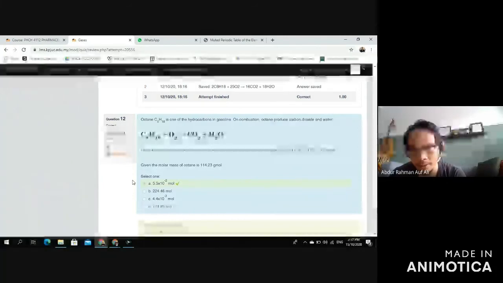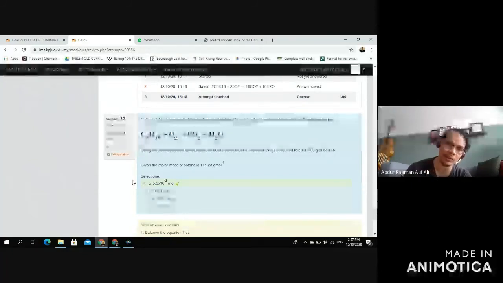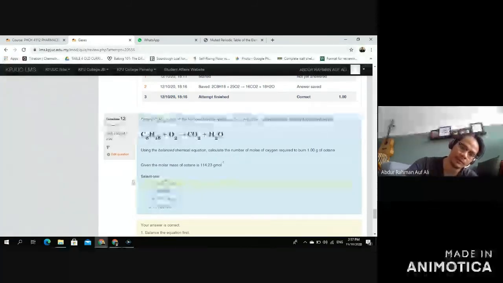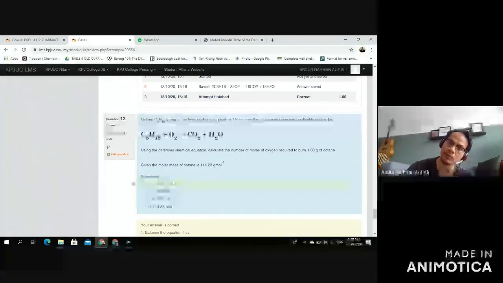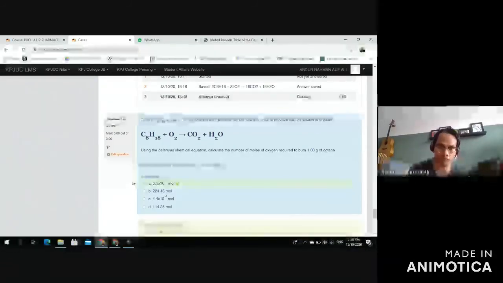Okay, kamu ada the same chemical equation, octane tadi. Kita bakar octane tu. So using the balanced chemical equation, calculate the number of moles of oxygen required to burn 1 gram of octane. So dia suruh kamu calculate the number of moles of oxygen yang diperlukan untuk bakar 1 gram octane. So dekat sini saya nak bagi kamu nampak the relationship antara stoichiometry dengan chemical equation.